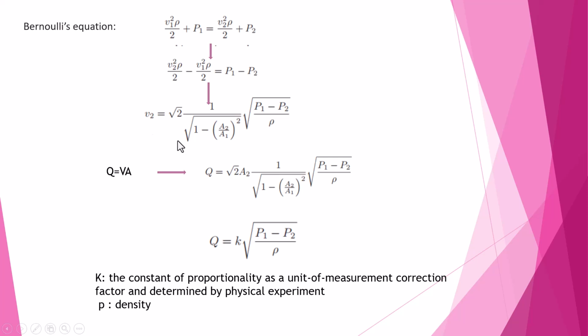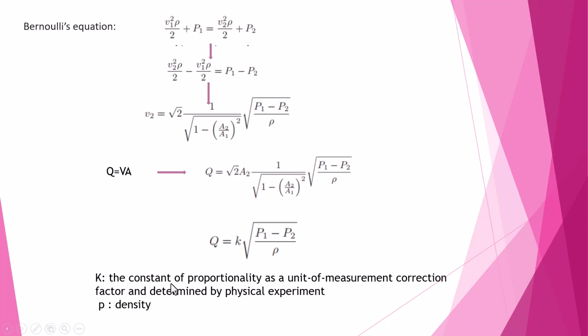Then bring V2 over there, and we go to the volumetric flow rate: Q equals K times the square root of (P1 minus P2) divided by rho. Rho is the density, P1 and P2 are the pressures, and K is a constant. Okay?